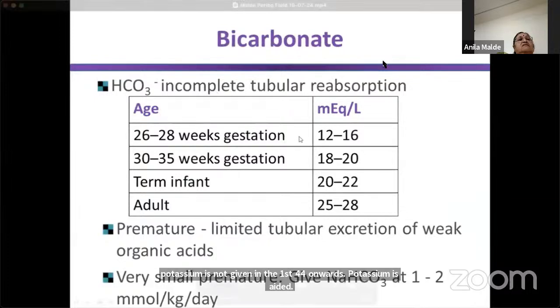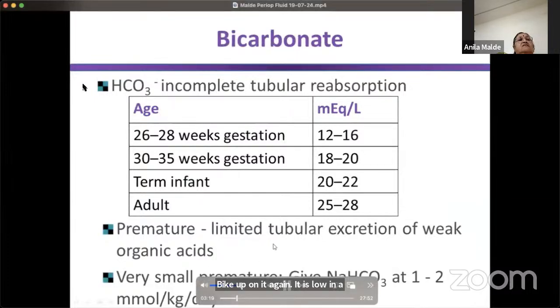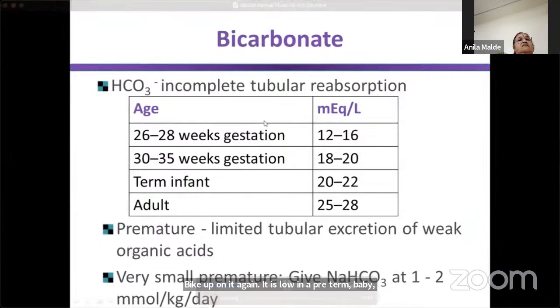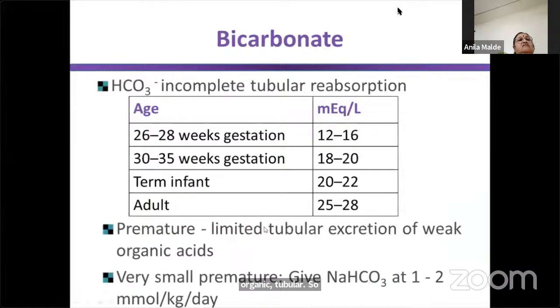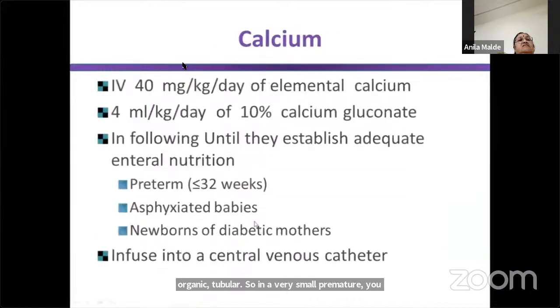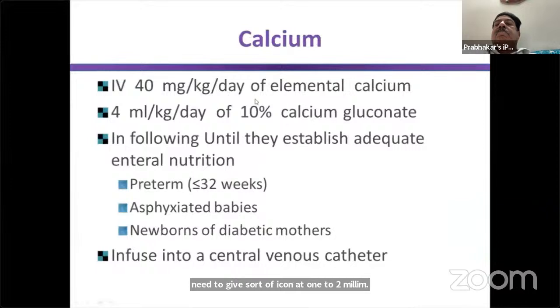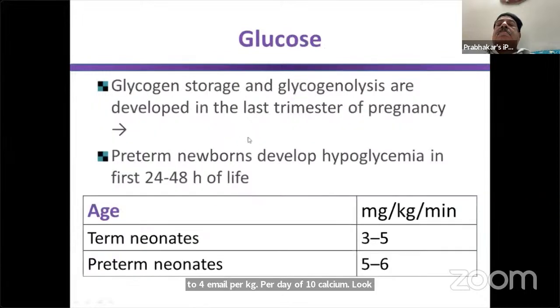Bicarbonate, again, is low in a preterm baby because they have a limited tubular excretion of weak organic acids and incomplete tubular reabsorption of bicarbonate. So in a very small premature baby, you need to give soda bicarbonate 1 to 2 millimoles per kg per day. IV 40 milligram per kg per day elemental calcium, that comes to 4 ml per kg per day of 10% calcium gluconate, is especially required in preterm babies.